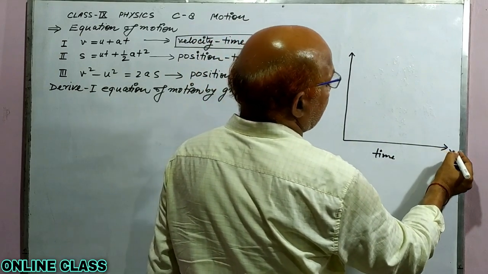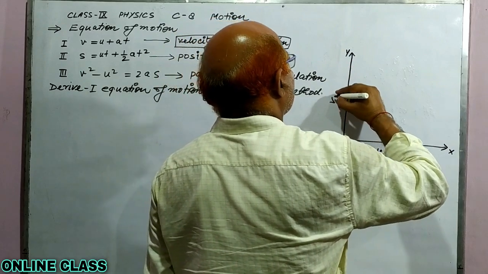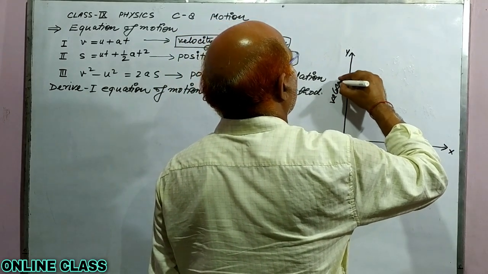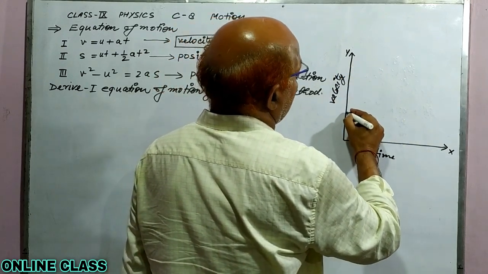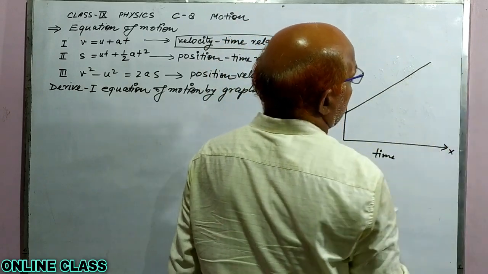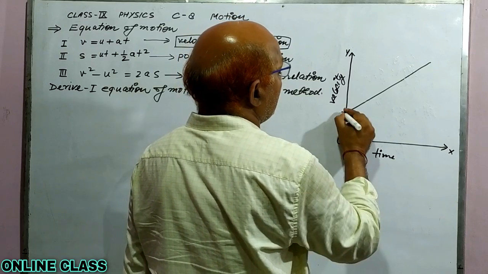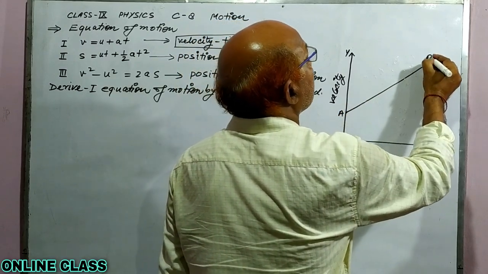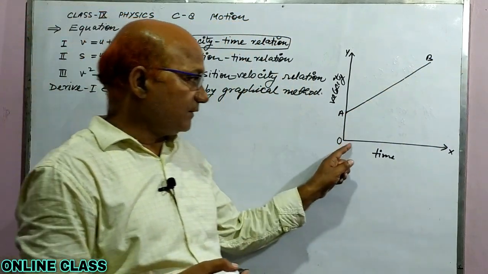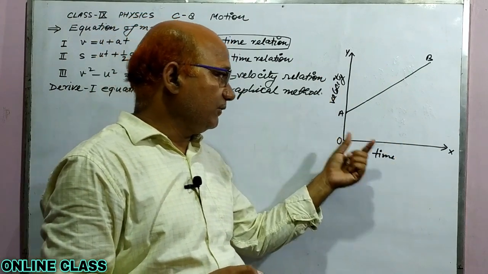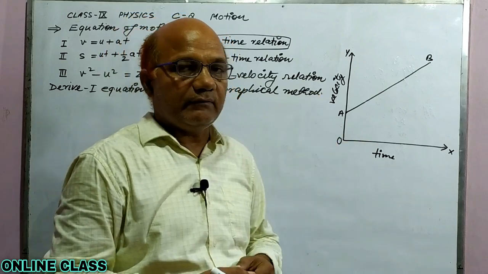This is on x axis time and on y axis velocity. This is velocity time graph. Let it is O, it is A, it is B. So AB is velocity time graph. This is x axis, this is y axis. We always take time on the x axis and velocity on y axis.